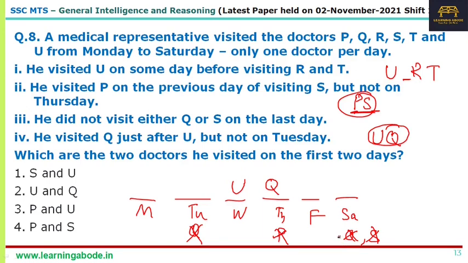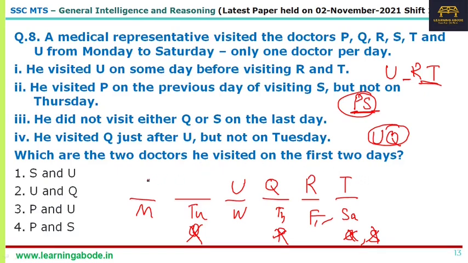Now you may have a question, why can't I put U and Q on Thursday, Friday, right? Now that is not possible, because after U, the representative visited doctors R and T, so R and T should come after U, and Q also should come after U. So this is the only possibility.